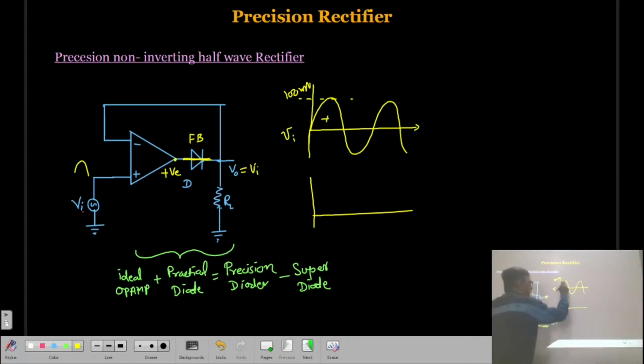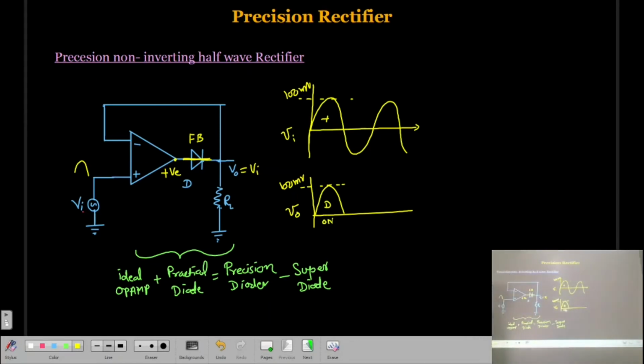So whenever the positive cycle is there, diode D will be in forward bias and the output voltage will be almost your input signal. Here the D is in on condition. Correct?